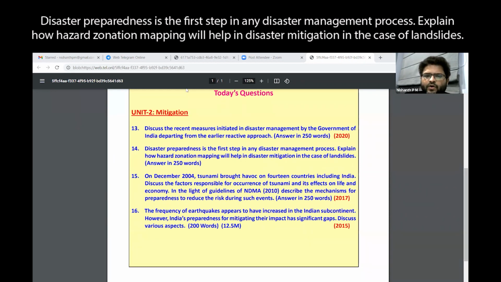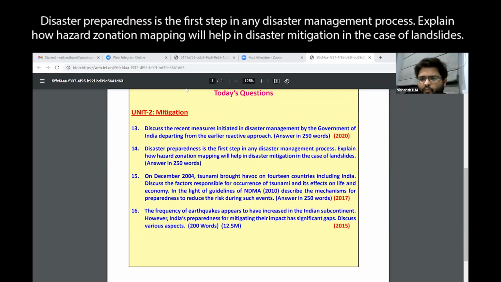So most of you have got the framework, right? It's basically writing about the preparedness, and then having particular zonation for the disaster mitigation, especially for the landslides. So the template of the answer will be the same as that of earthquakes, but now you have to write the answer with regard to the landslides.